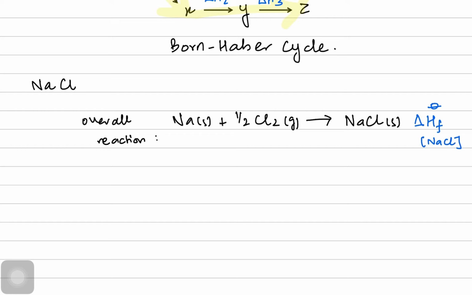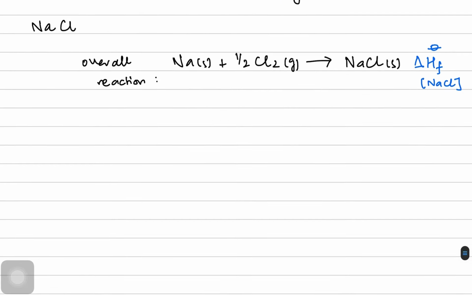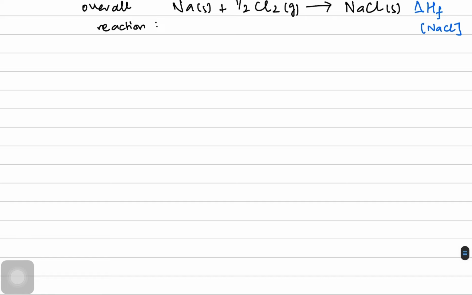But actually this reaction doesn't happen directly. It has multiple steps associated with it. So in this video, we will be talking about each step and how it happens. When sodium solid reacts with half mole chlorine gas, you do not get the sodium chloride solid directly. We will be talking about each step and whether they are exothermic or endothermic to try and create a Born-Haber cycle. For each endothermic process, I will be moving the arrow upwards.